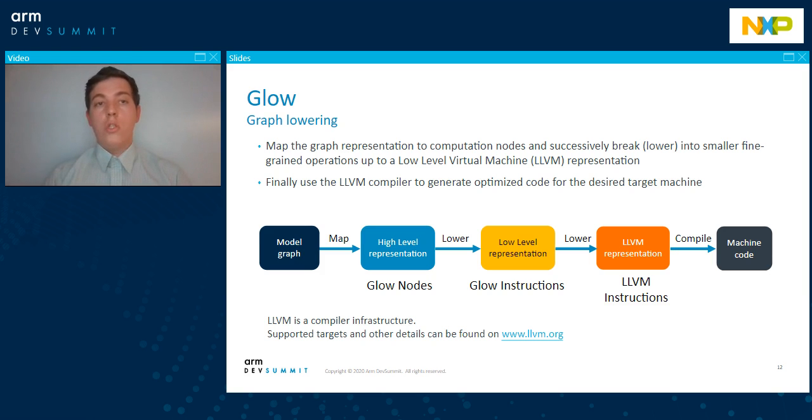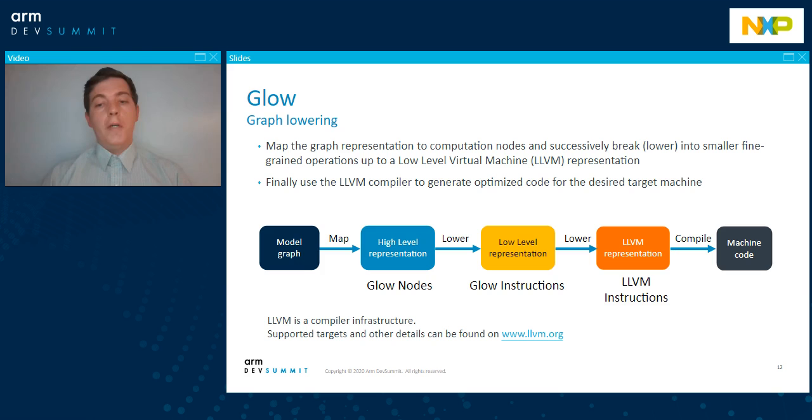Next, the so-called Glow instructions are further lowered to the LLVM internal representation, which is the internal language of the LLVM compiler. Up to this point, every representation is hardware independent, such that the final step is to hand over the LLVM representation to the LLVM compiler, which does its magic and generates optimized machine code for the desired target architecture.